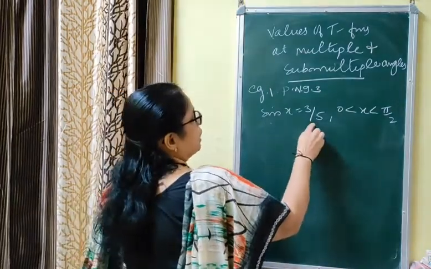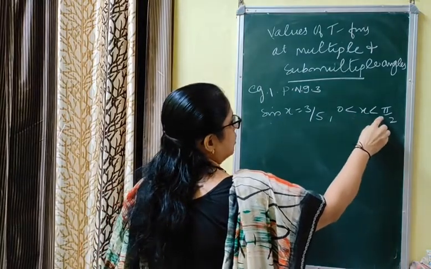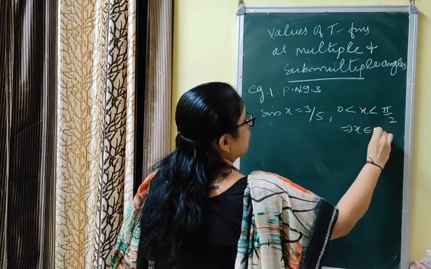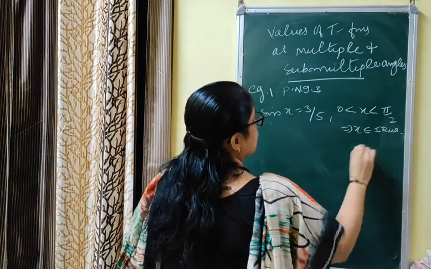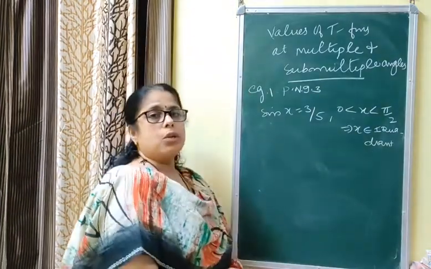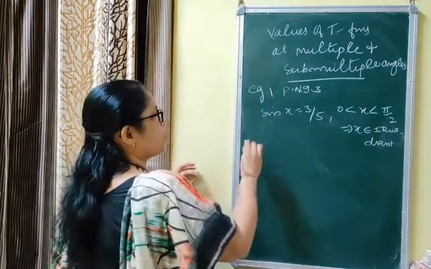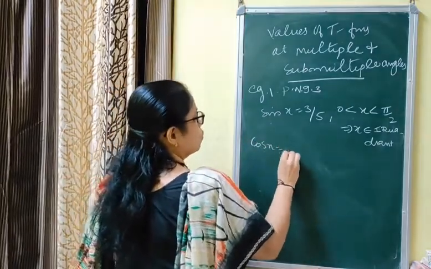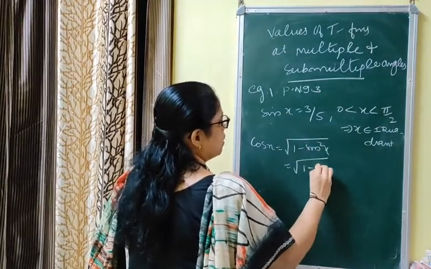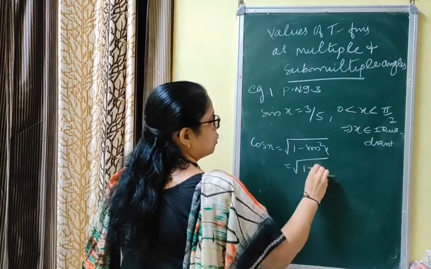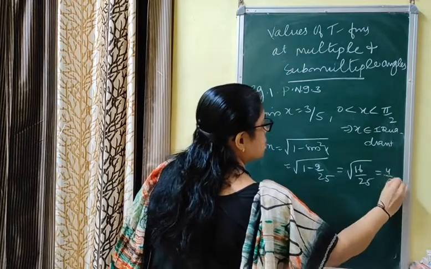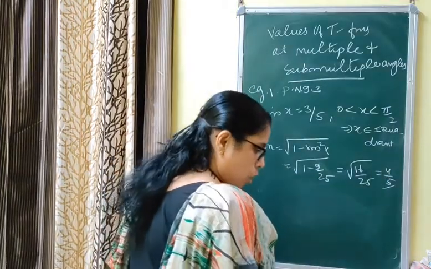Now sin x equal to 3 by 5, 0 less than x less than pi by 2 implies x belongs to first quadrant. That means all values are positive. Now in order to find sin 2x, the formula is 2 sin x cos x. We have to find the value of cos x. Cos x is equal to under root of 1 minus sin square x, that is under root of 1 minus 9 by 25, that is under root of 16 by 25, that is 4 by 5, since it is positive, since it belongs to first quadrant.